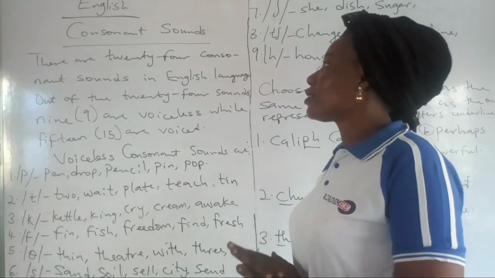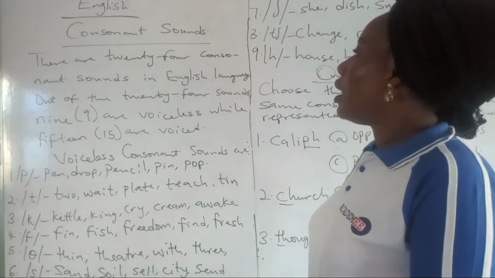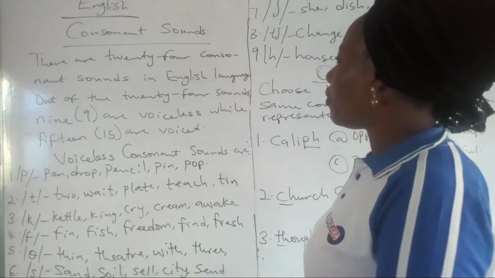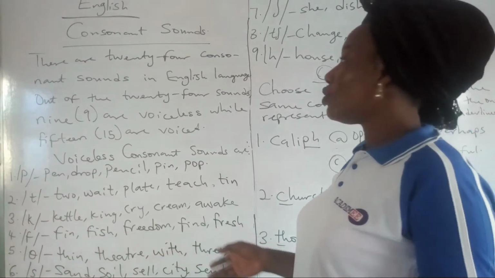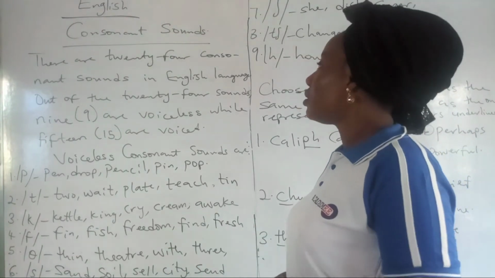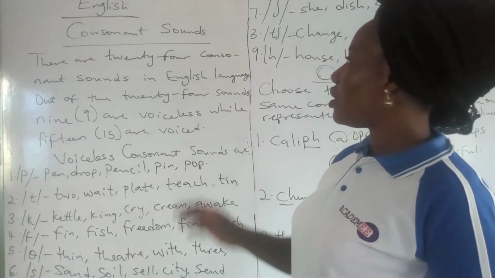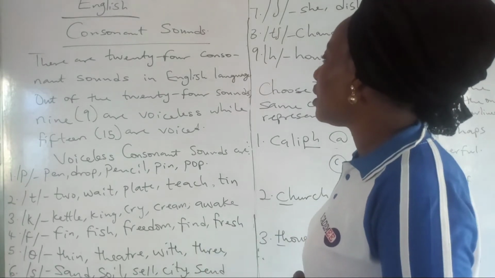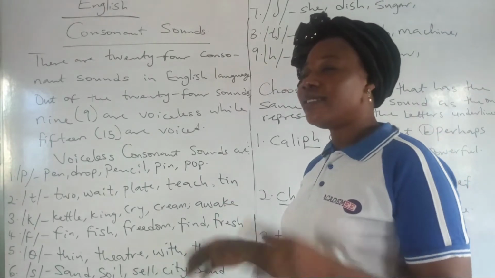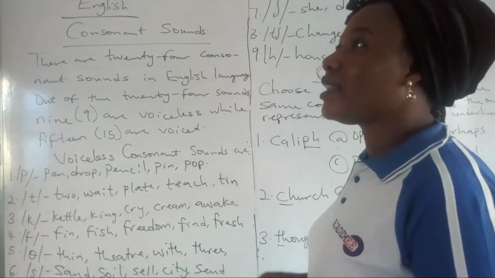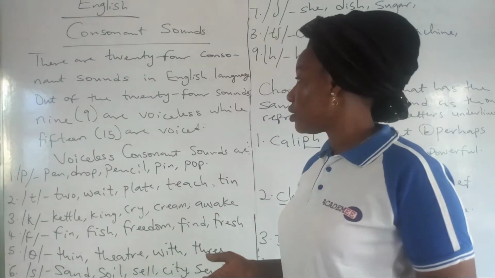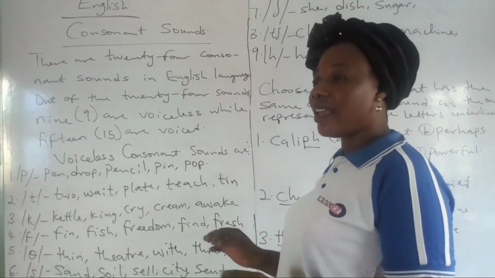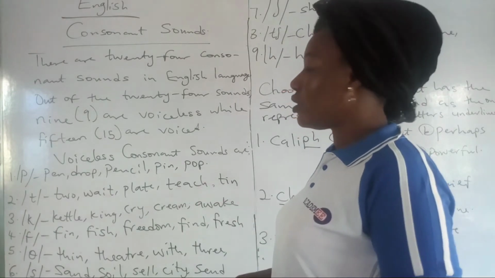Today we want to look at consonant sounds in English, and our focus shall be on the voiceless sounds. But before I proceed, I would want to give a general introduction on consonant sounds generally. There are 24 consonant sounds in the English language. Out of the 24 sounds, 9 of them are voiceless, while the remaining 15 are voiced. But in today's lesson, like I said earlier, our focus shall be on the 9 voiceless sounds with examples.